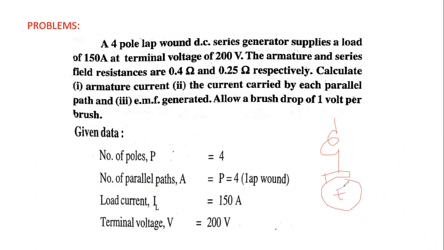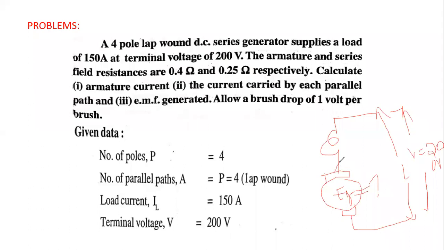In that armature we are developing the generated EMF, that is the EG. This is the armature, this is the series field winding, and this is the load. Across the load we have the voltage V. Therefore V is equal to 200 volts. And we derive the EG equation.